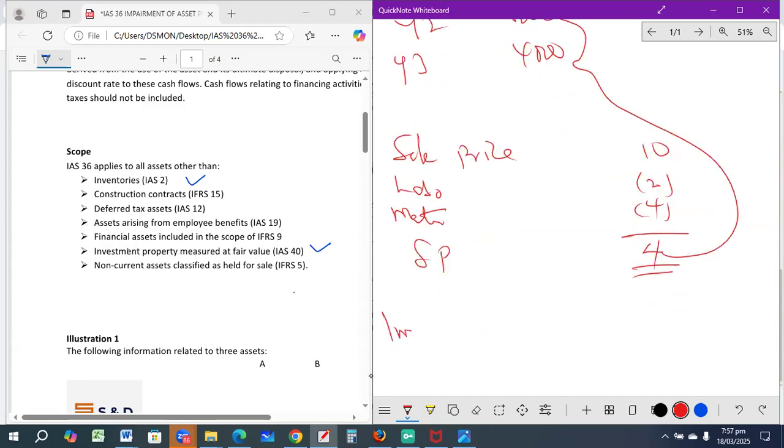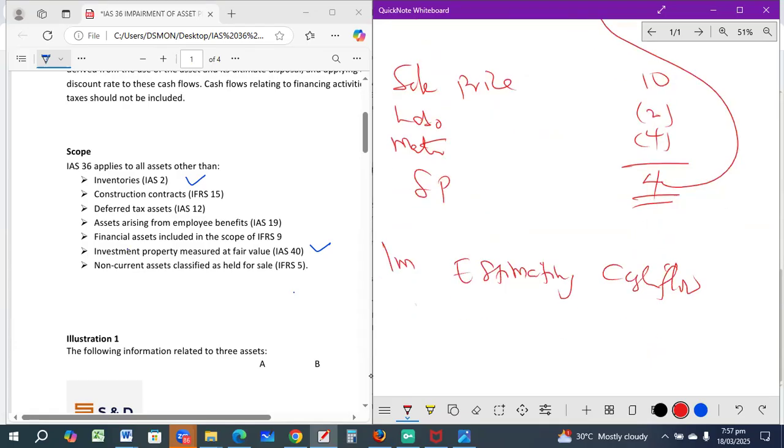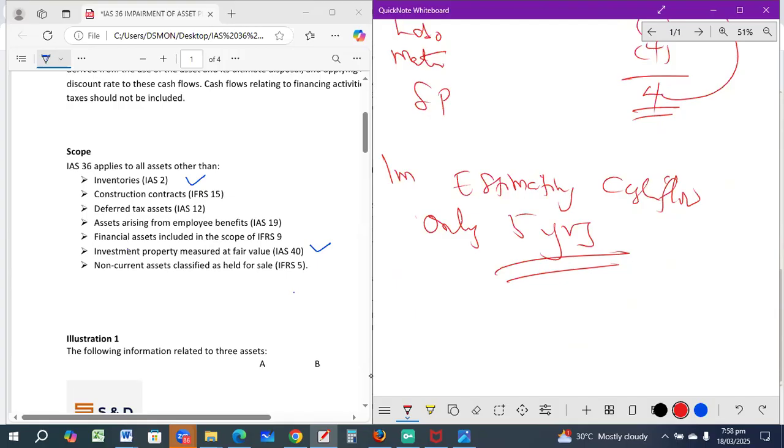Another one is that in impairment, whenever you are estimating cash flow, all cash flow must be restricted to only 5 years. It shouldn't be more than 5 years. So in a situation where the question comes with a cash flow, we are in 2025, and they say that the asset will be able to generate a cash flow of 40,000 for the next 8 years, and the question says you should calculate the value in use. Please note that you can only estimate for 5 years and not more than 5 years.